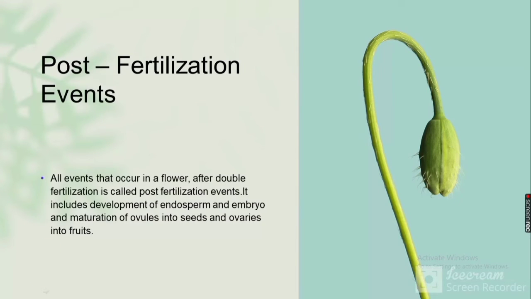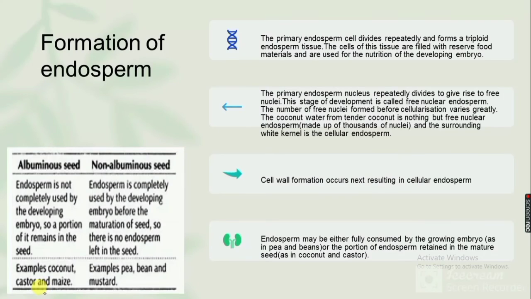Post-fertilization events. Post-fertilization events means the events that take place after fertilization, after double fertilization. All events that occur in a flower after double fertilization are known as post-fertilization events. It includes development of endosperm and embryo, and maturation of ovules into seeds and ovaries into fruits.